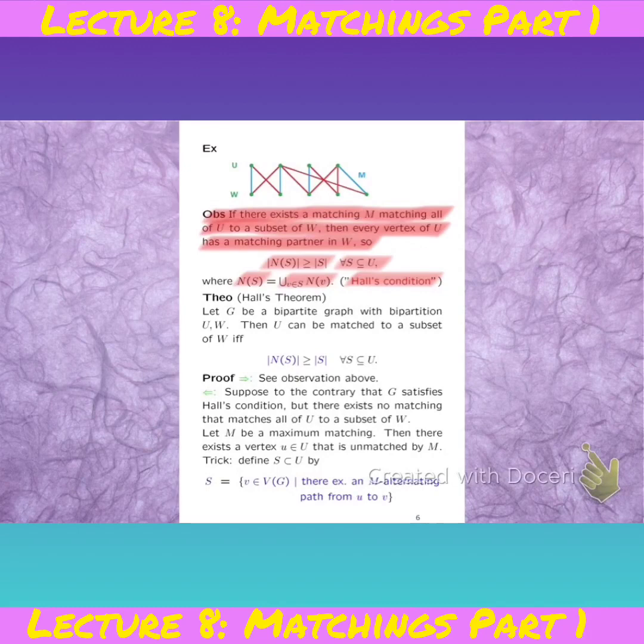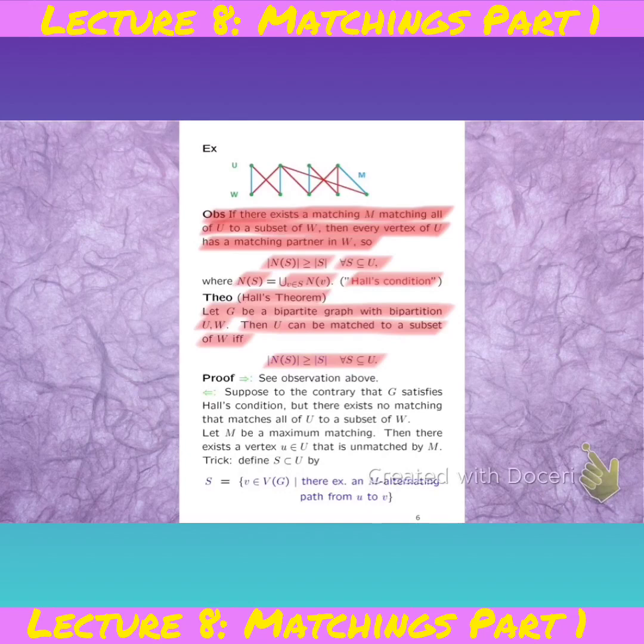Okay, so basically, this brings us to Hall's theorem. Hall's theorem states that if G is a bipartite graph with bipartition U and W, then U can be matched to a subset of W if and only if Hall's condition is satisfied. So this is a characterization, a sufficient and necessary condition, for being able to match the set U to a subset of vertices in W.